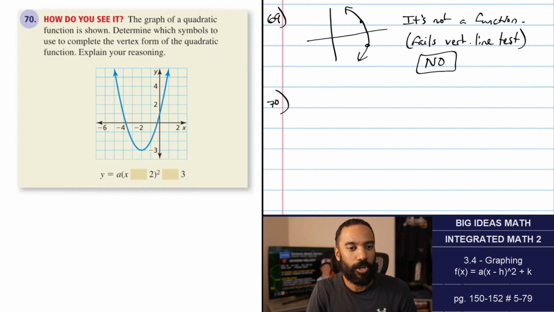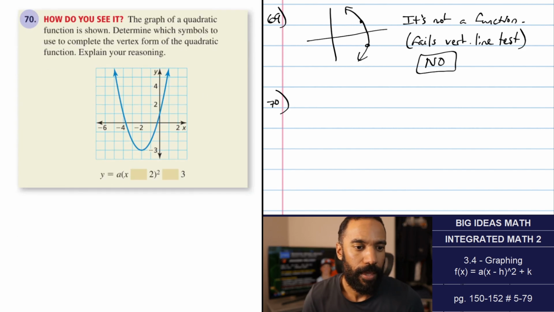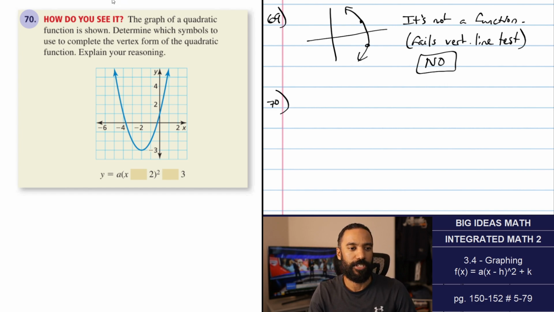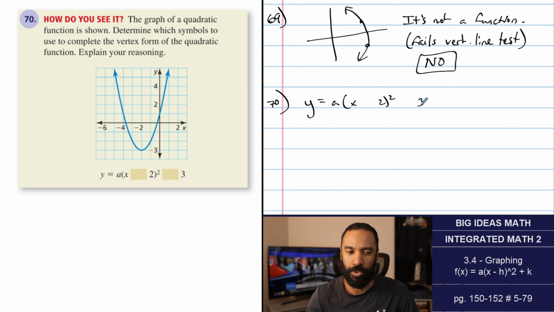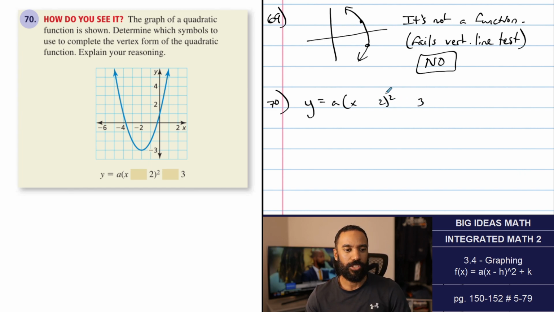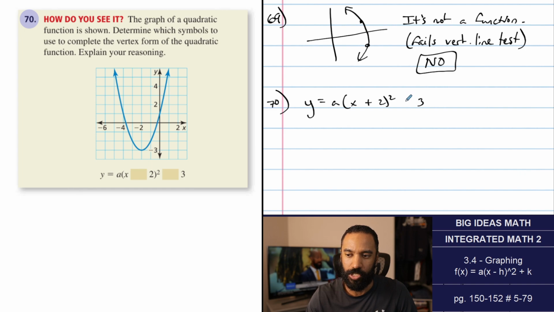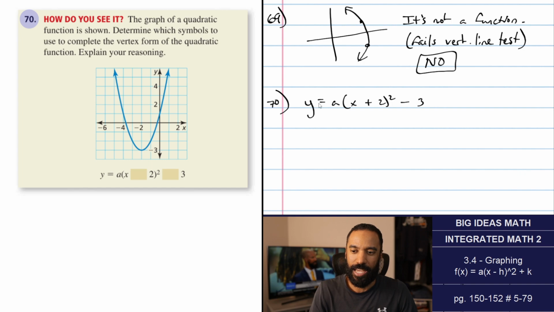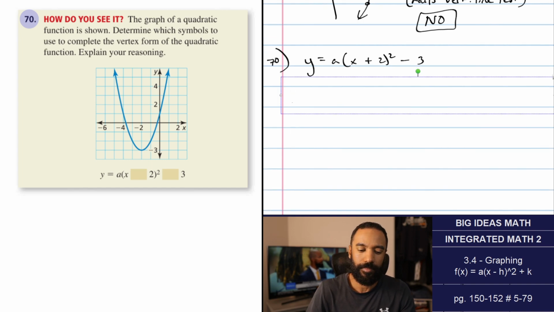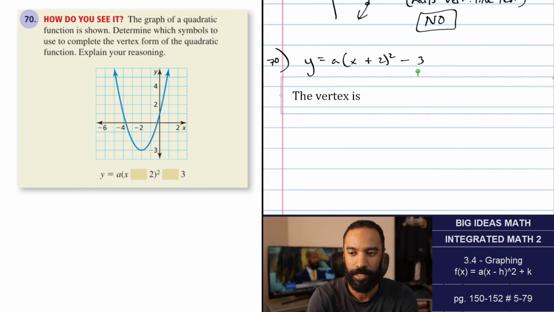How do you see it? The graph of a quadratic function is shown. Determine which symbols to use to complete the vertex form of the quadratic equation. Explain your reasoning. So the a says whatever. It's going to be whatever a value. It seems like that, right? We're only using it to complete this thing. So, okay. X in 2 squared and then with a 3. The 3, this is at negative 2 comma 3 for the vertex. This is plus 2 minus 3. They ask you to explain. No. The vertex is at h, k. I'll just say this. The vertex is at h, k.